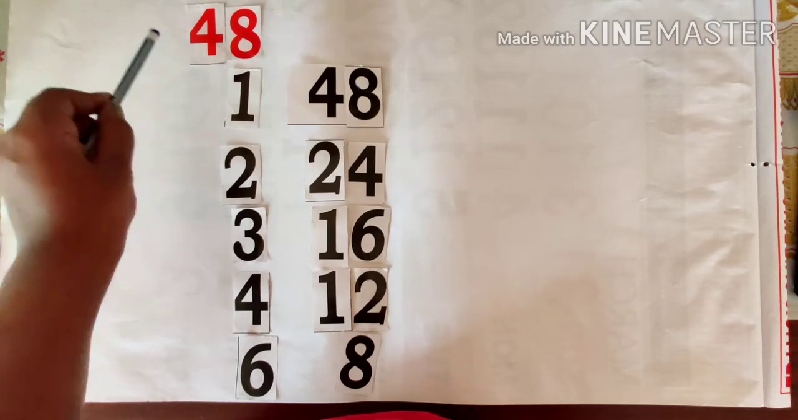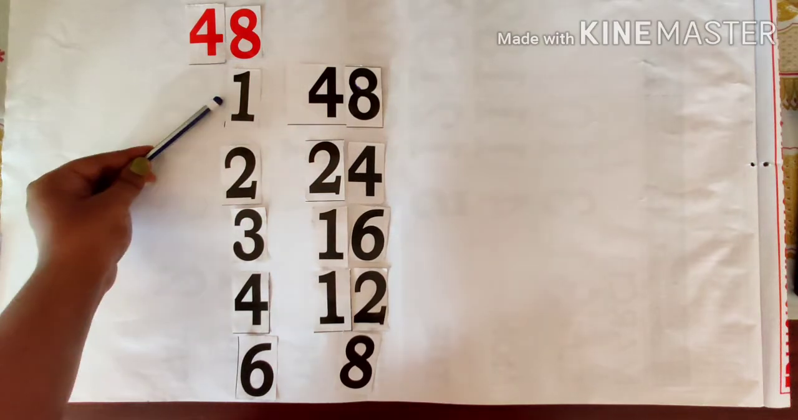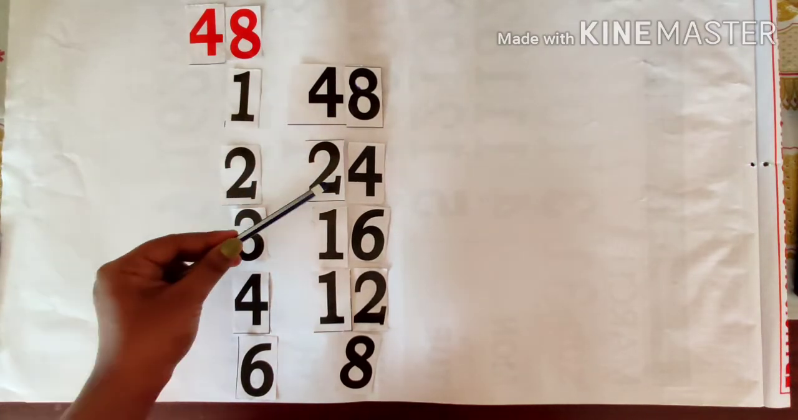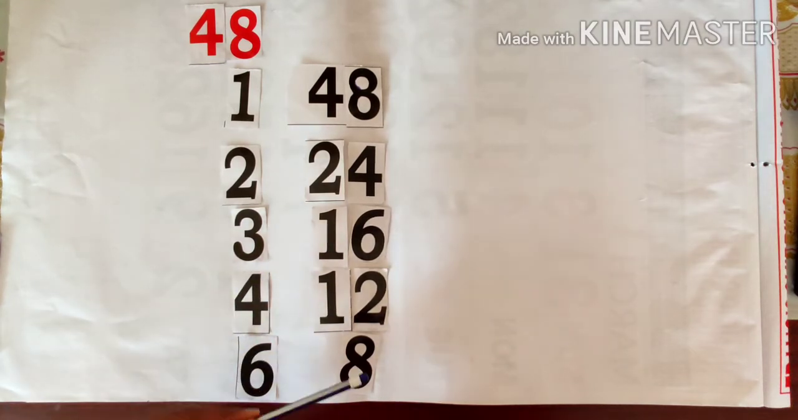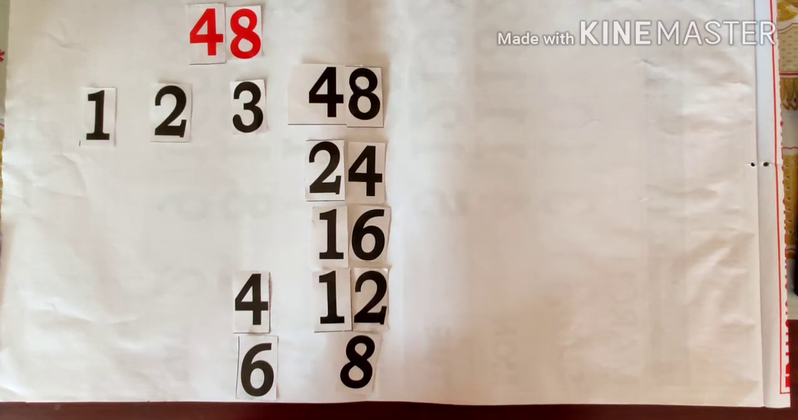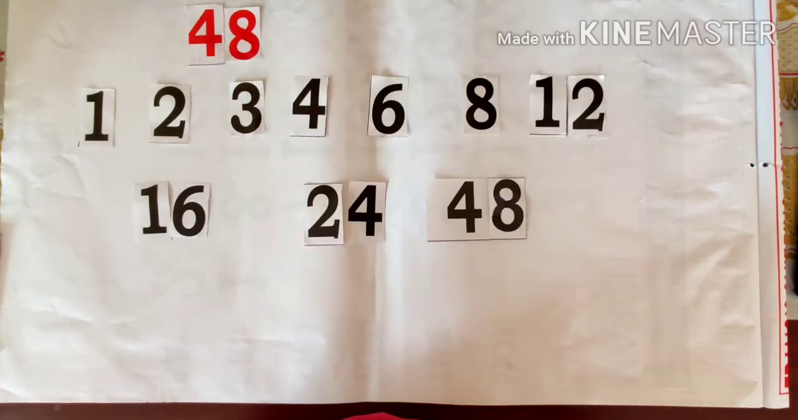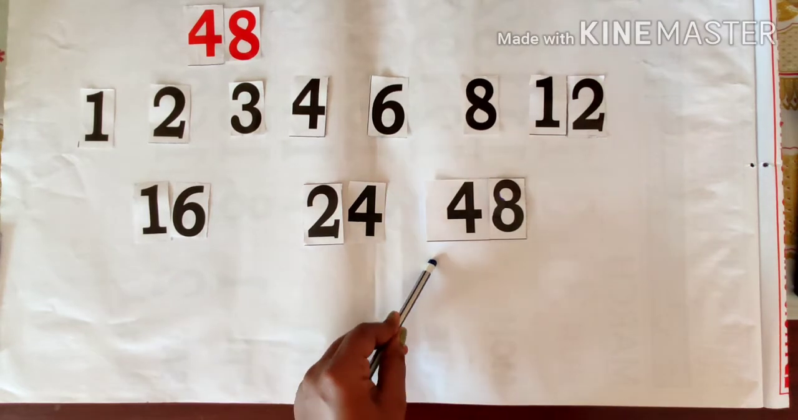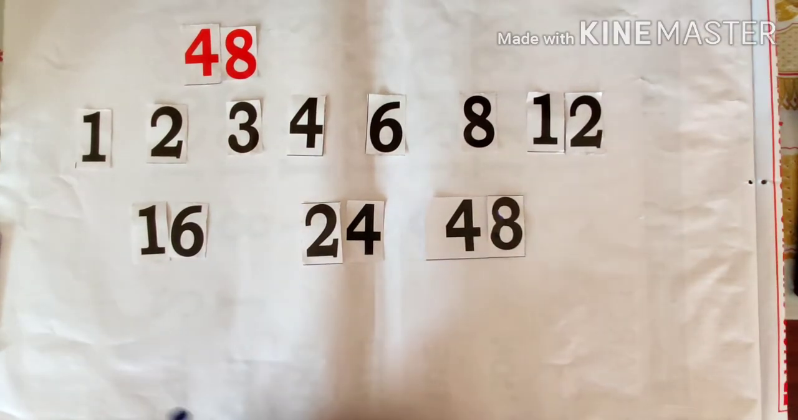So now it is easy for us to list the factors of 48. They are 1, 48, 2, 24, 3 and 16, 4, 12, 6 and 8. If we list them in ascending order, it will be 1, 2, 3, 4, 6, 8, 12, 16, 24 and 48. These are the factors of 48.